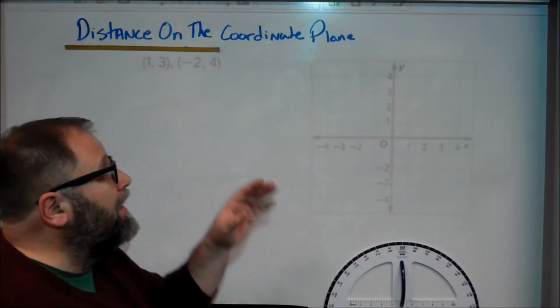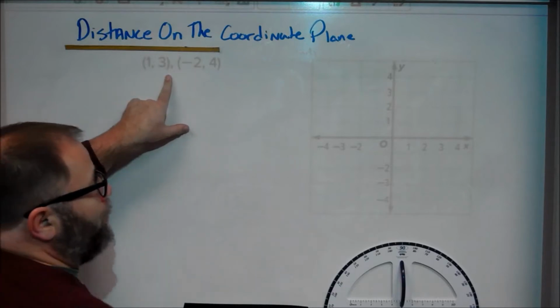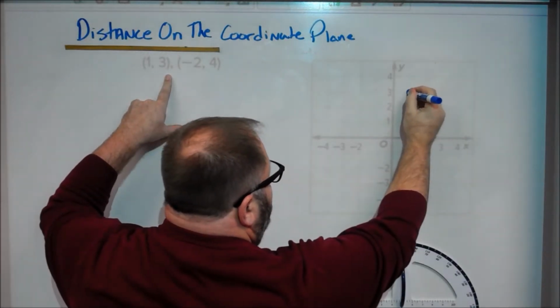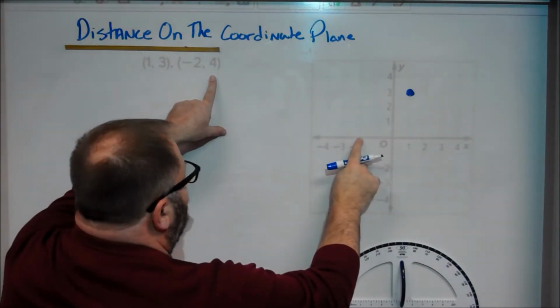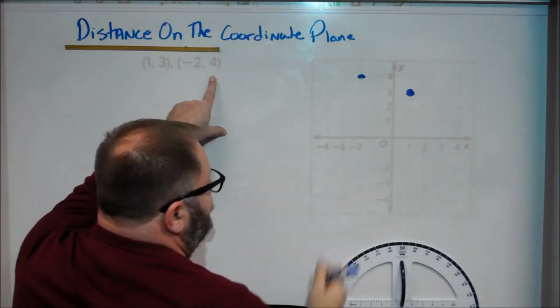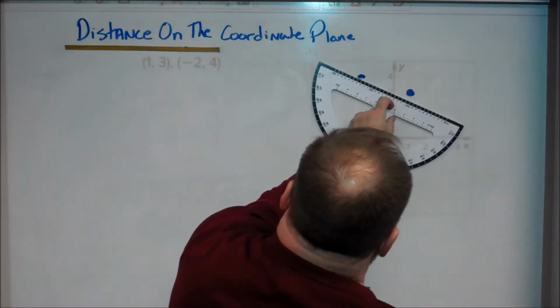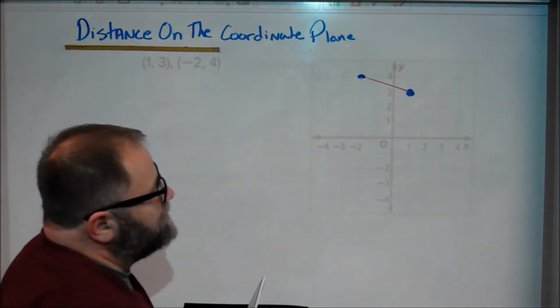Let's try this out. I've got 2 ordered pairs here. First thing I've got to do is graph them. I've got 1, 3, so 1 on my x. I walk to my elevator, then I ride my elevator. There's 1, 3. And -2, 4. Another walk to my elevator, and then 1, 2, 3, up 4. Kind of a short distance. I don't mind. Let's get a straight edge so we can put a line on that. Here we go, that's nice.